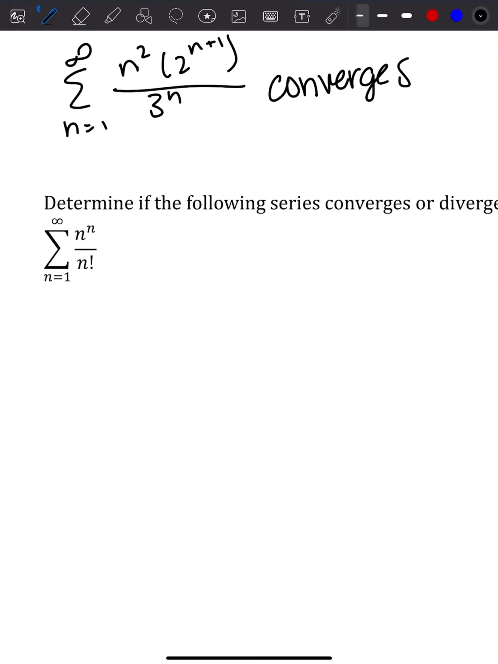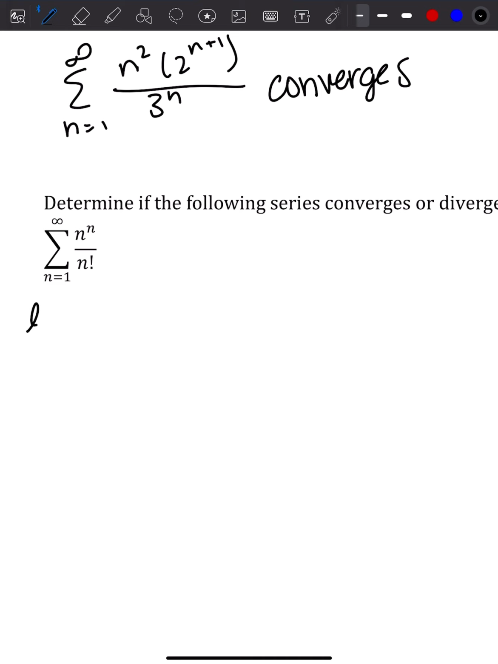Looking at this last one, we have the summation from n equals 1 to infinity of n to the nth power divided by n factorial. So this one is a little bit different than the other ones. We're still going to use the ratio test here. We just may need some other tricks to help us out.